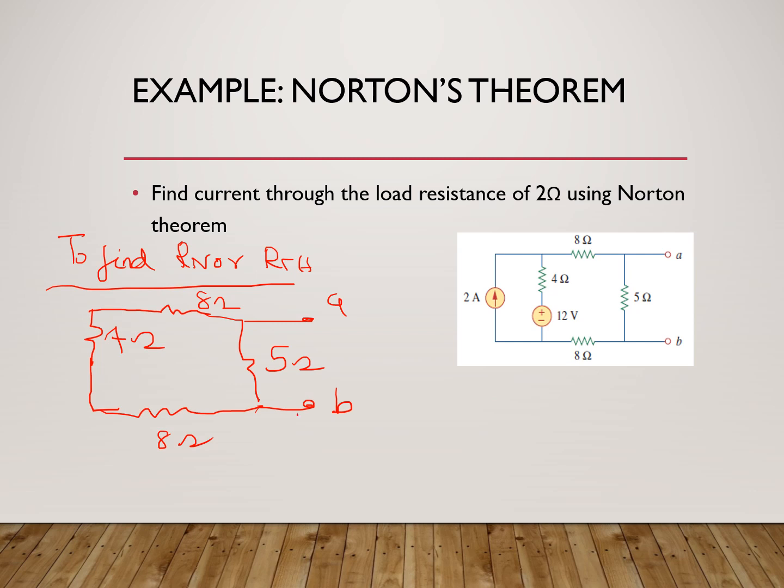Remember that we have to find the equivalent resistance at these points. Since the 2 ampere current source has been open circuited, this 8 and 4 come in series. The 12 volt has also been short circuited. So effectively the 8, 4 and 8 come in series. 8 plus 4 is 12, 12 plus 8 is 20. This 20 ohm comes in parallel to 5 ohm, and R equivalent or RTH will be 20 parallel to 5 ohm.